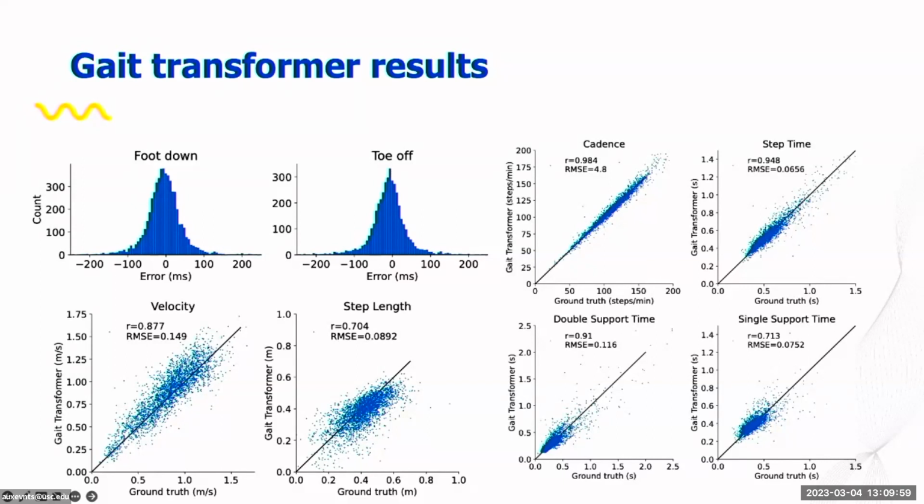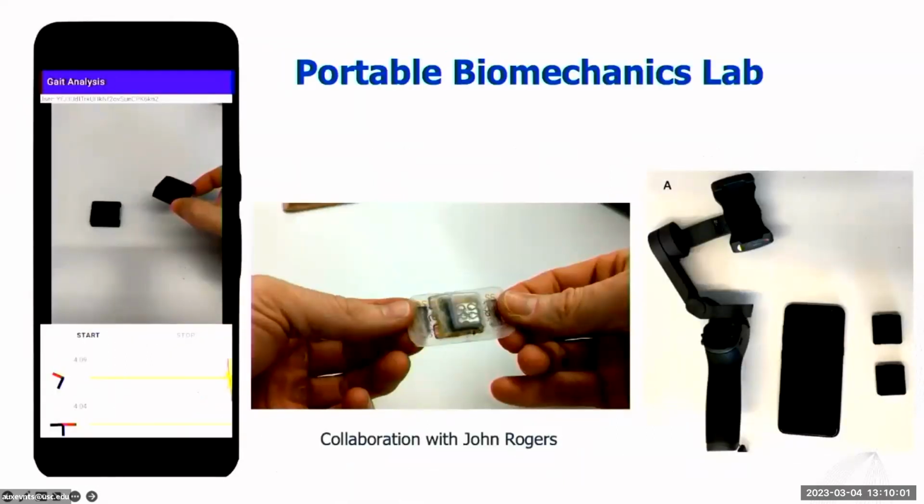And I don't want to use it in a gait lab. That's the whole point. And so how do we actually see if this works in the wild?